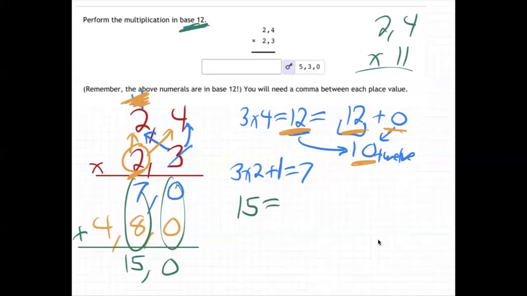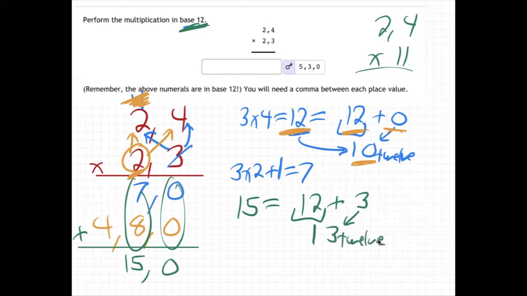So 15, how do you change to base 12? You say how many 12s and how many more? It's a single 12 and 3 more. We just did that one a minute ago, didn't we? Here it is again, right? 15 becomes 13 base 12. Do you see that? Because when you take that, 7 and 8 makes 15. You got to say how many 12s and how many more? A single 12 and 3 more. That's 1, 3. So cross this out.